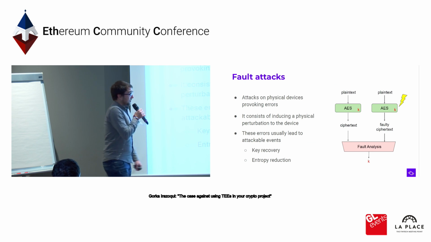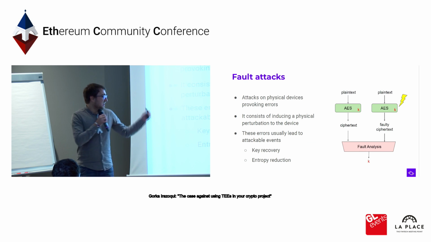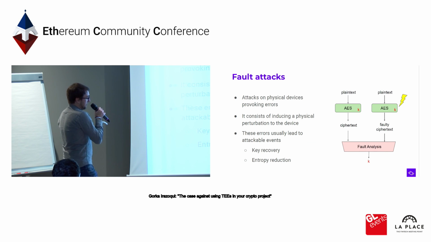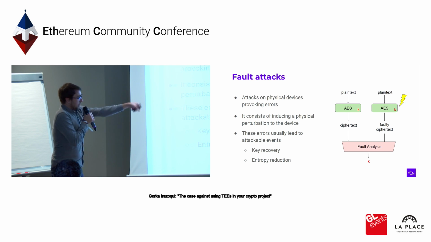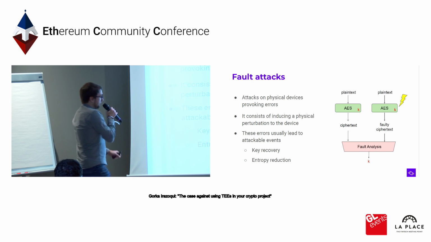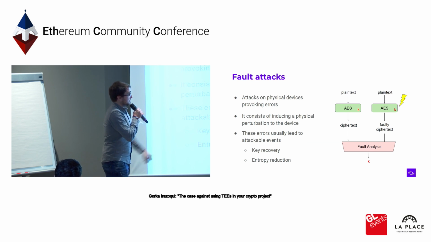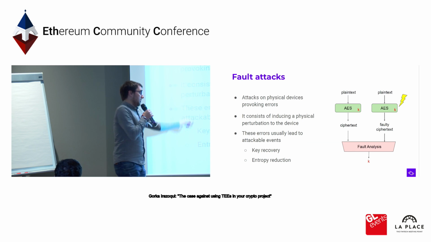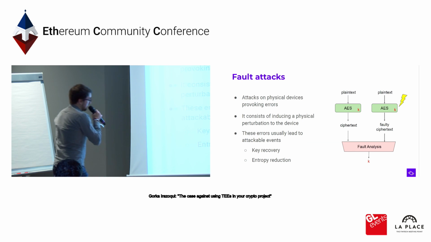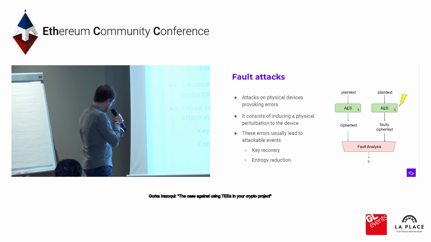That can, if you're running something like AES, lead to key extraction. Why? If we have the same plain text, and we got one of the ciphertexts, and we got one faulty ciphertext due to some external attack that we have made, we can execute fault analysis, and that gives us the key.